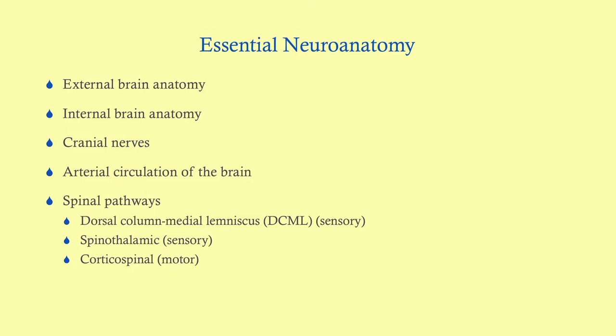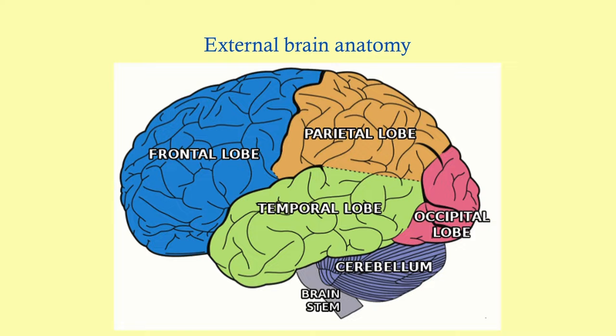Okay, so we're going to go over the external brain anatomy, get some regions under our belt, and then we'll go over some internal brain anatomy. We'll talk briefly about the cranial nerves and some information that's particularly important for Step 1 there. We'll talk about the arterial circulation of the brain. That's going to be very important. And then we'll talk about the spinal pathways, sensory and motor.